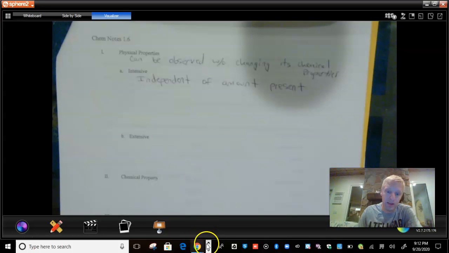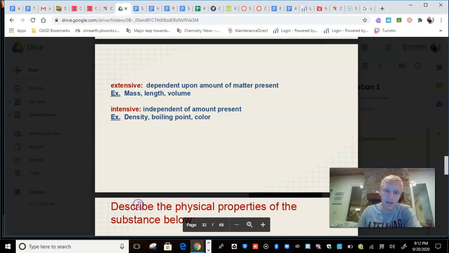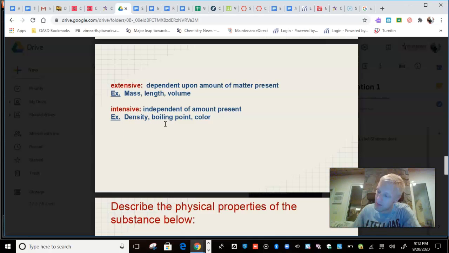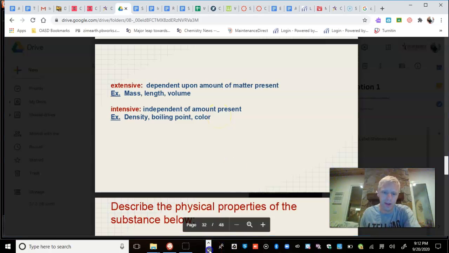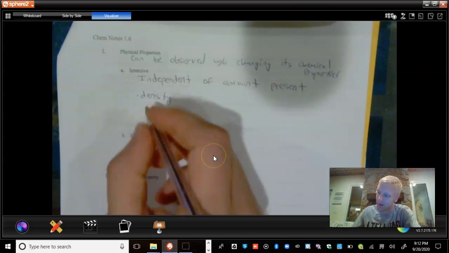So an example would be something like density. We'll write down density. Because if you got 1 gram or 1,000 grams, the density of water is going to be the same. It's going to be 1 gram per milliliter. The boiling point at which water will turn into a gas will be the same. Doesn't matter how much you have. Color of water, clear. It's going to be the same no matter how much you have. So it's independent of the amount present. So we got density, boiling point, and color as examples.